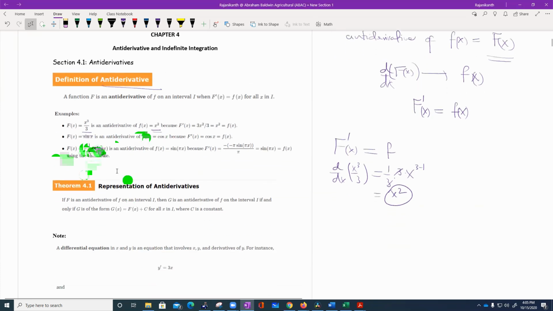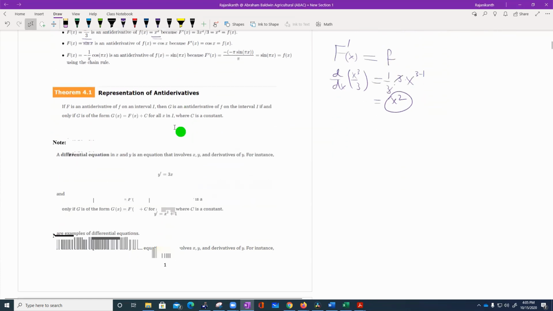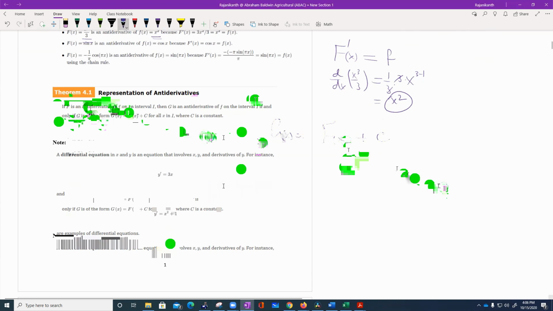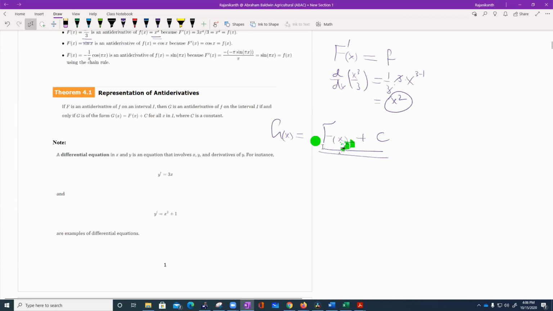Okay, so this is another example. If you take the derivative of this function, that will give you sine pi x. Therefore, this is an antiderivative of sine pi x. So that's the definition of antiderivative, right? Now this is the little theorem we have. Suppose big F is an antiderivative of little f. Then another function G(x), which is simply the original antiderivative function plus some constant, is also going to be a possible antiderivative of little f.